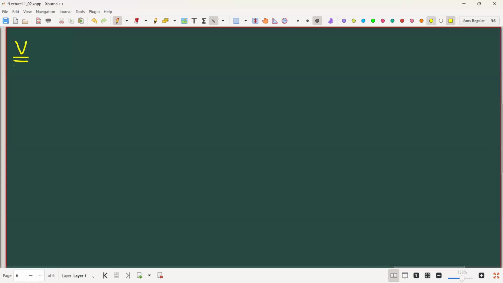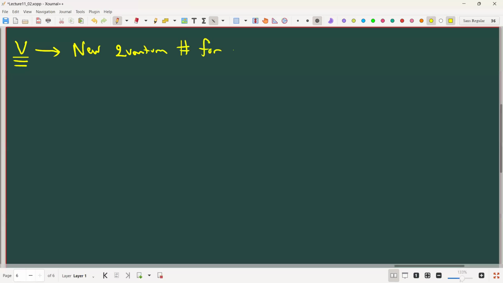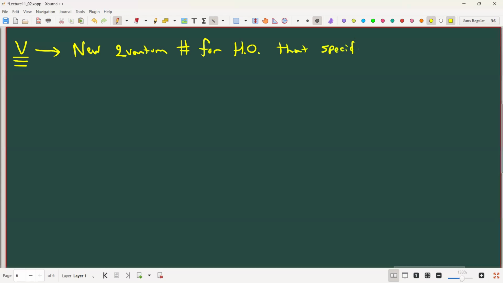Remember, in our particle in the box, our wave functions are labeled by a number n. N specifically could be 1, 2, 3, 4, 5, or 6. V is exactly the same. It's this new quantum number. So V is our new quantum number for the harmonic oscillator, or spring, that specifies a unique state and energy. We've seen the states.